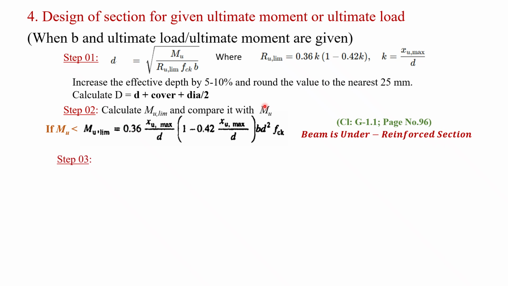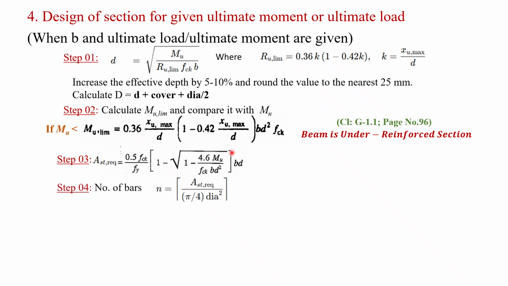Once we have compared with the Mu limit, the third step is to find the area of steel. The area of steel required can be calculated using this equation, and the next step is to find the number of bars. The number of bars can be obtained by dividing the Ast required by the area of the assumed diameter of bar. With this we will get some decimal value, and we need to round it up to the nearest whole number.